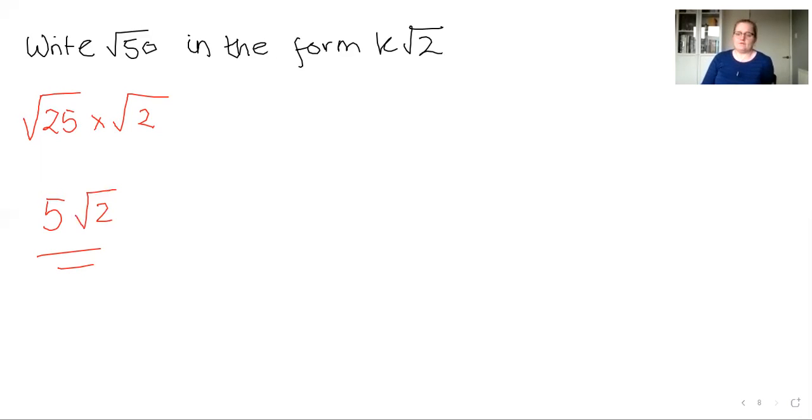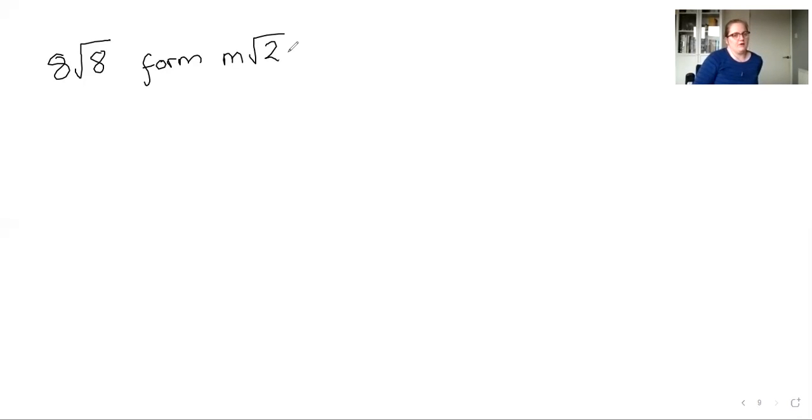And finally, for simplifying, we have got this one. So we have got 8 root 8, and it can be expressed in the form m root 2. So m is a positive integer again, so we're going to express 8 root 8 in the form m root 2. So same rules as before.